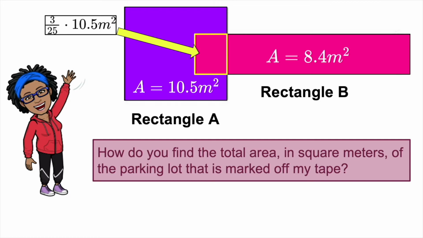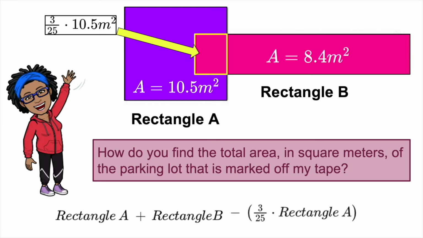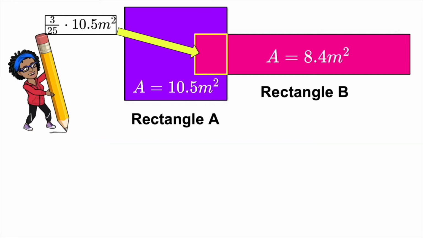Let's look closely at the math. We're going to add the area of rectangle A with the area of rectangle B. Then we're going to subtract 3/25 the area of rectangle A. Go ahead and grab some paper, a pencil, and a calculator if you have one. Are you back? All right. We're going to write the expression that represents the total area of rectangle A, B, and the yellow rectangle that's inside of rectangle A. Are you ready?